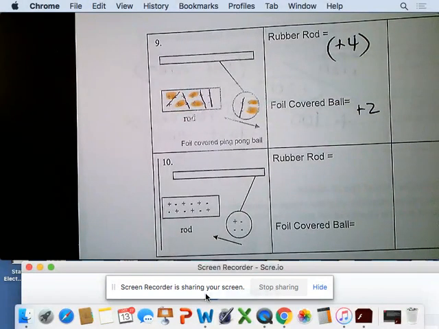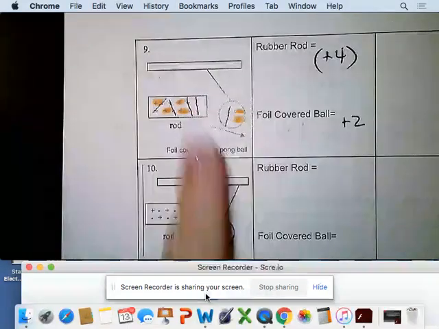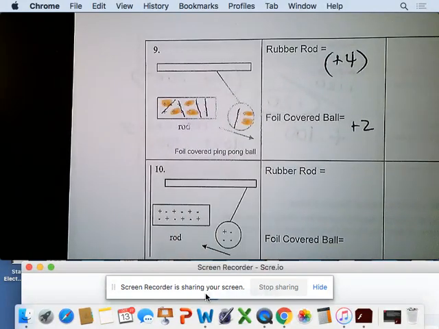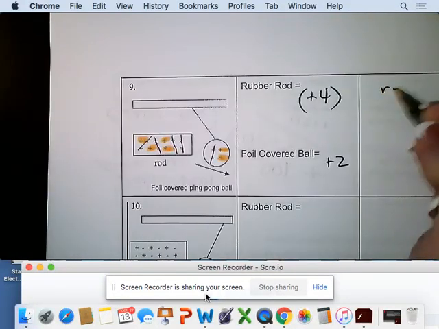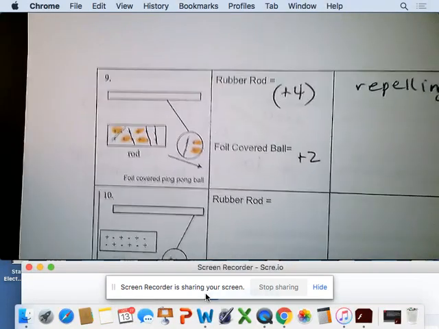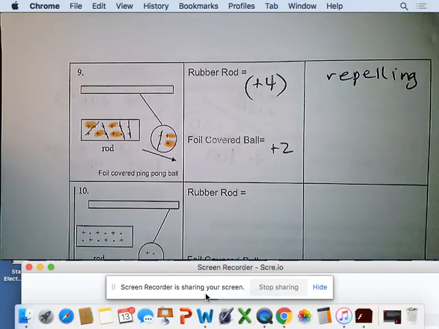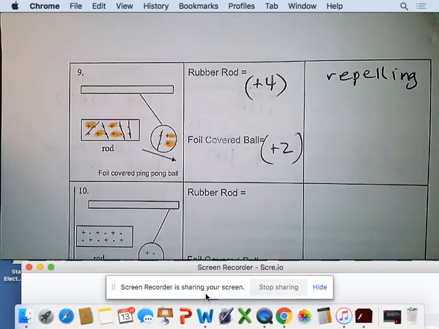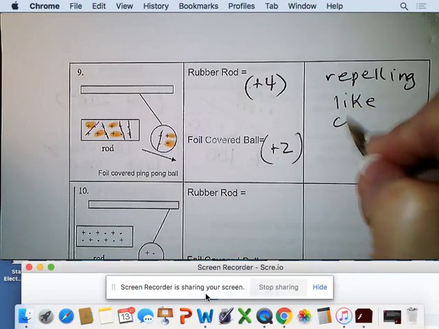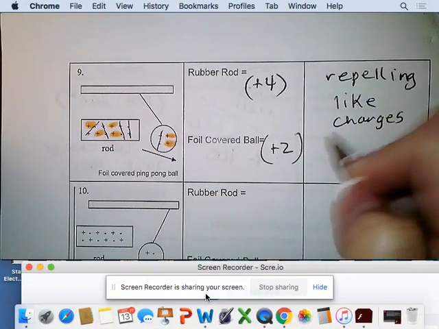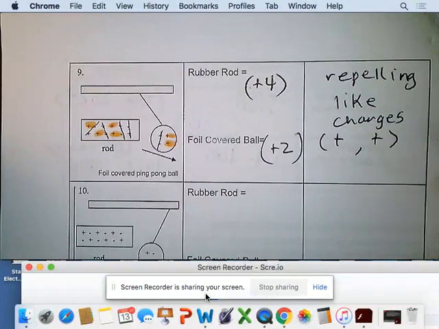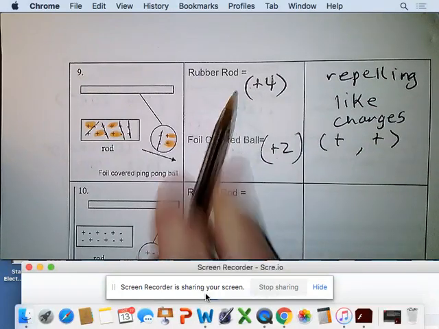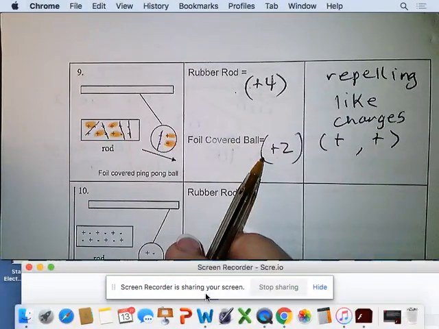How about Delilah? What are these two objects doing then? Are they attracting or are they repelling? They are repelling. And why are they repelling? Do they have like charges or do they have opposite charges? Yeah, and like charges repel. Good job. So in this case, the like charges are positive, positive, positive on the rubber rod, positive on the foil covered ball.